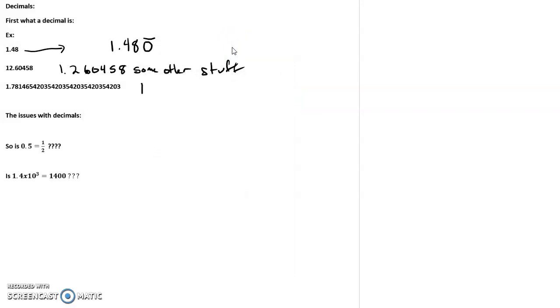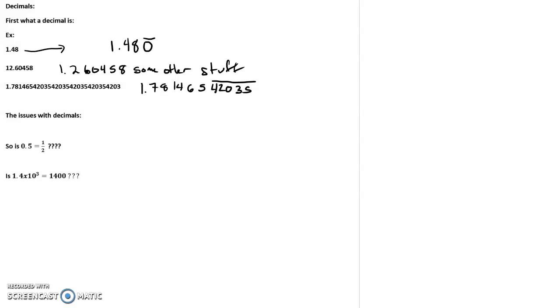Last one to take a look at. We have 1.781 4652403542035 42035 42035. It looks like this is going to keep repeating. So 1.781 465 42035. This is what's repeating forever. So if we were going to write the exact version of this, this is what it would be. And again, nobody writes it like this.